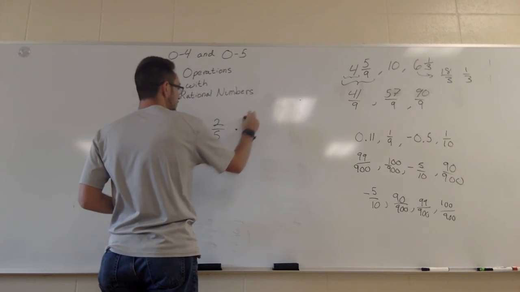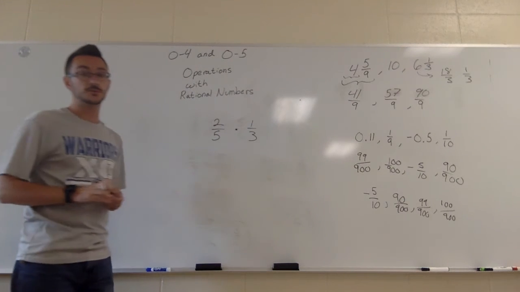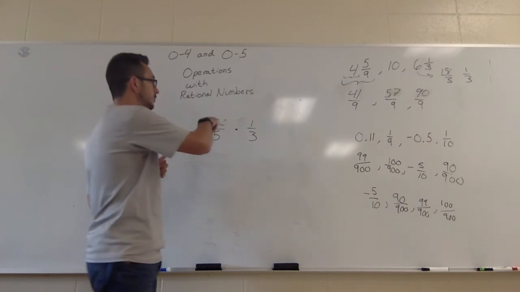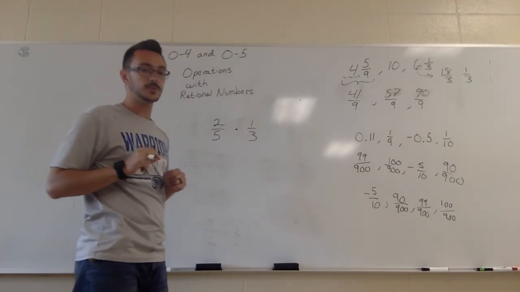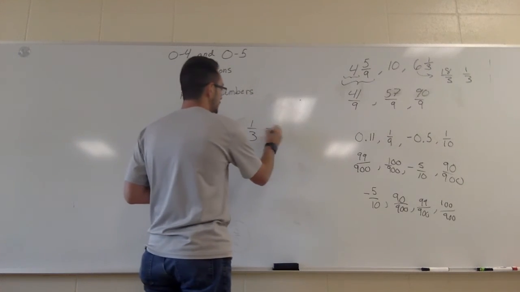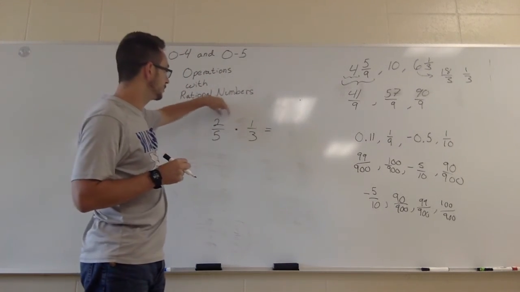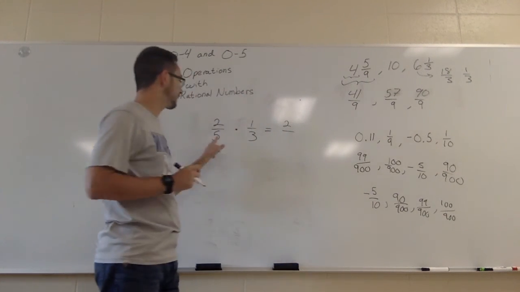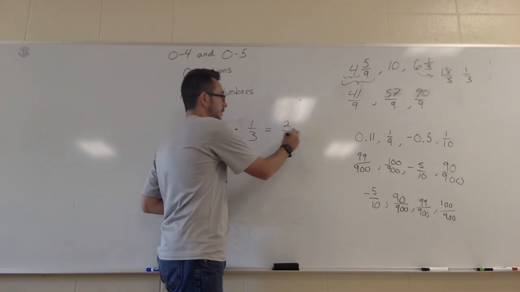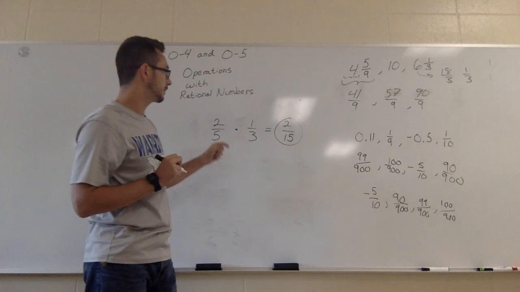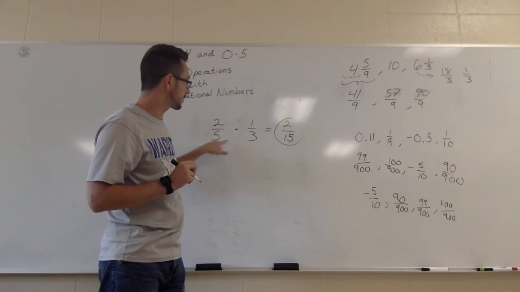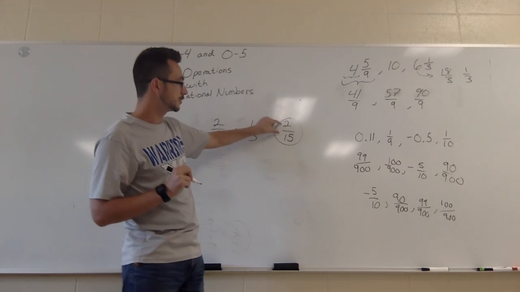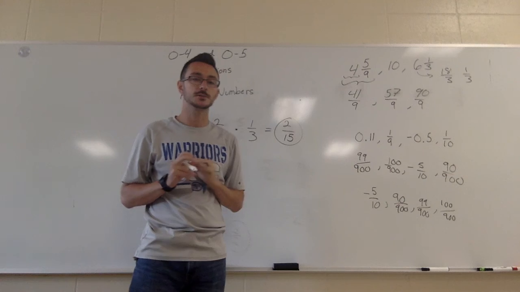2/5 times 1/3. So they have different denominators again. Multiplication is really nice. Numerators, you just multiply across the top. Denominators, you multiply across the bottom. So basically all we have to think about is what is 2 times 1? That's 2. 5 times 3 is 15. So now I know that if I multiply across the top, multiply across the bottom, I end up with 2/15. Now this doesn't reduce at all because there's no whole number that can divide out of both 2 and 15.